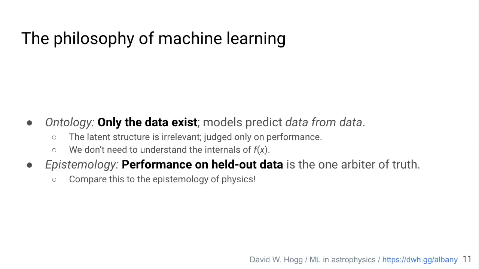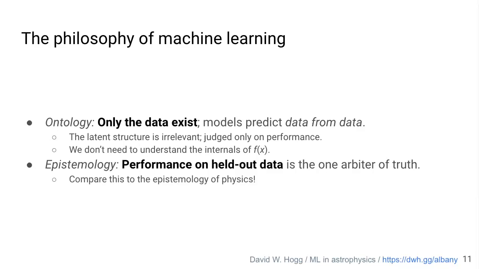Okay, so I want to talk about philosophy for a minute. Philip is a philosopher, so this slide is for you. And there's some words here that you might have forgotten about since college. I think that the key reasons that machine learning makes us uncomfortable as scientists are these philosophical reasons.